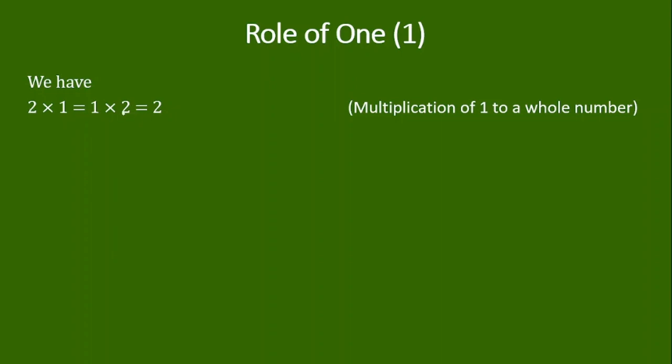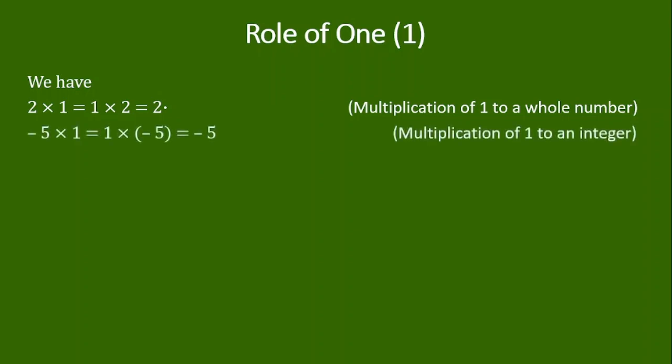So this shows the multiplication of 1 with a whole number. What are you getting? You are getting the same whole number when you multiply 1 with the whole number. Now let's see for an integer. Here I am considering a negative integer, minus 5. So minus 5 multiplied by 1, what will it be? It will be equal to minus 5. Similarly, 1 multiplied by minus 5 will also be equal to minus 5. So when I multiply an integer with 1, I get the same integer.